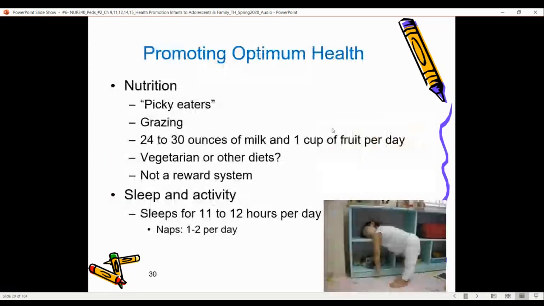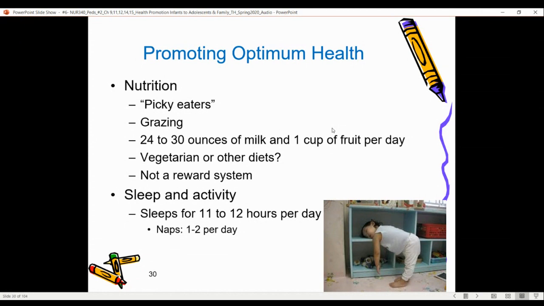All right, health and nutrition. They are picky eaters. It's normal for them to be picky eaters. They don't need very much when they're not growing, so they'll stop eating. They also cannot sit through a meal at this age. They just don't have the attention span to sit through a meal. So they are often called picky eaters.